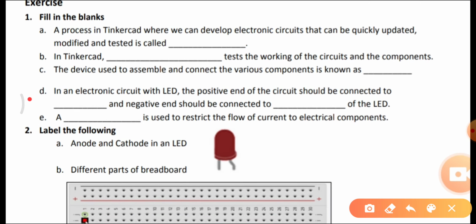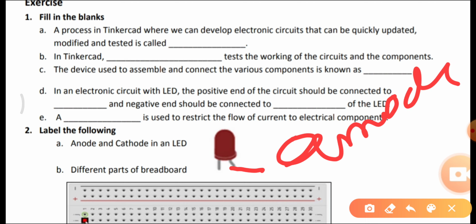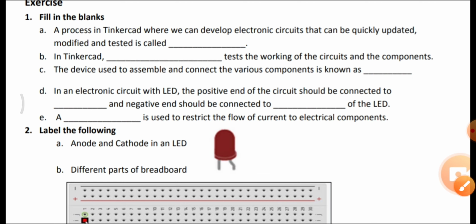The next question is, in an electronic circuit with LED, the positive end of the circuit should be connected to. Okay, now here is an LED in front of you. Look at this, it's an LED. The curved leg or connector of the LED is the anode, and the other is the cathode. So this is the anode, and the anode part is the positive part. Now tell me the answer of this fill in the blank, friends.